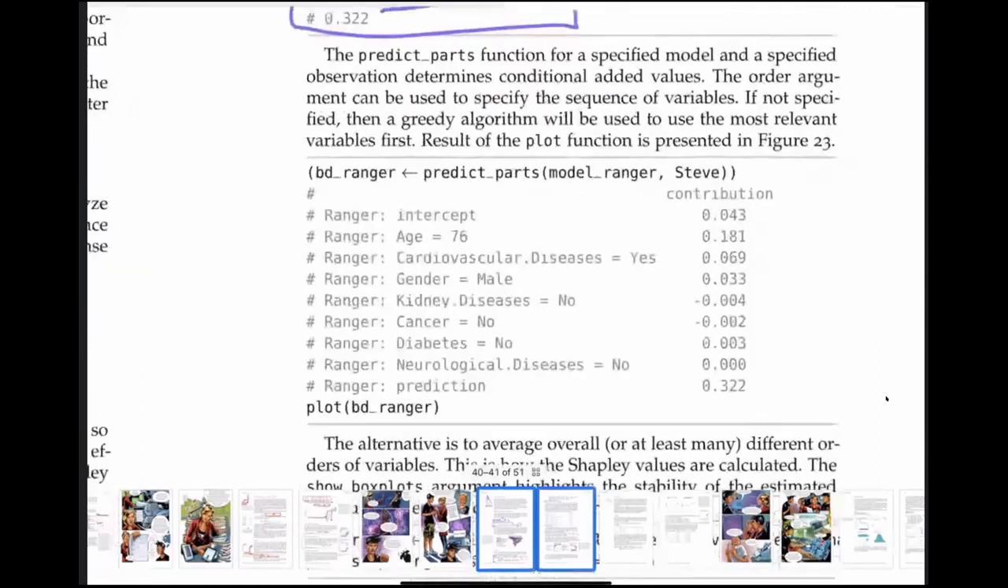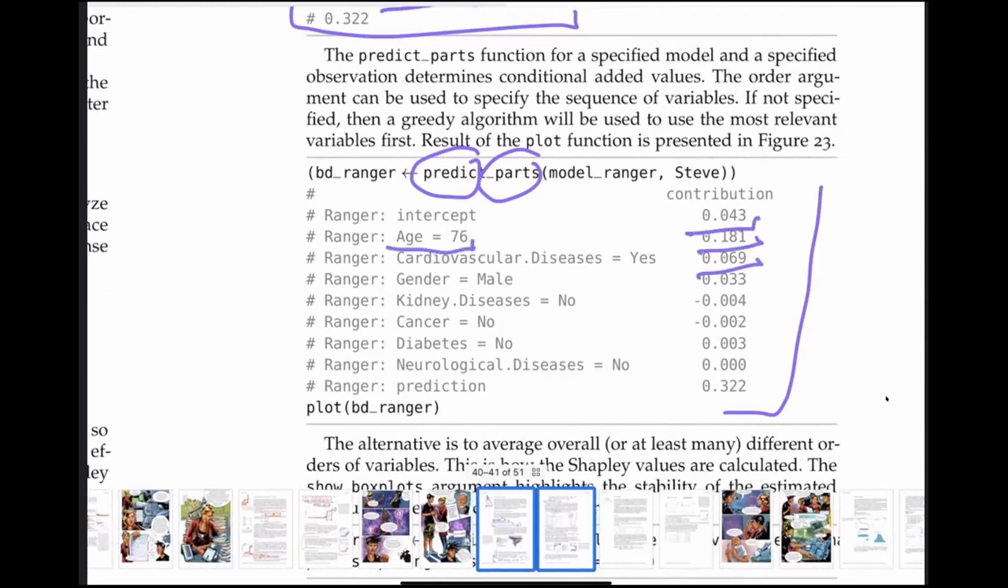And now we can use the predict_parts function to calculate these contributions. Predict, because we are on the right side of the pyramid, and parts, because we are interested in the parts, which variables influence the prediction. So these are these individual contributions. You can see that some of these features increase significantly the risk of death, like, of course, cardiovascular diseases, and age, they should. Some of them decrease or do not change the risk.